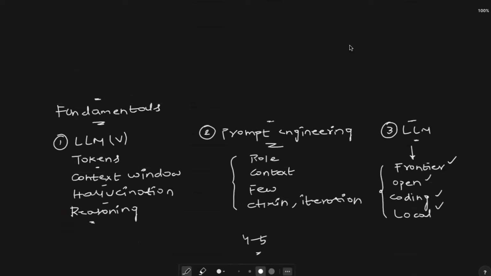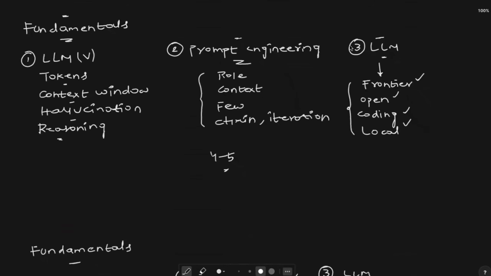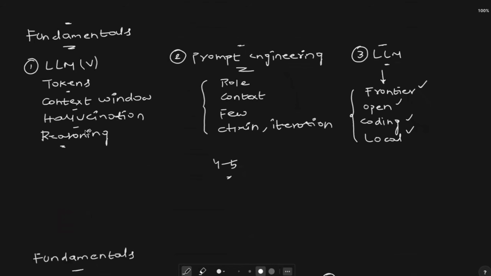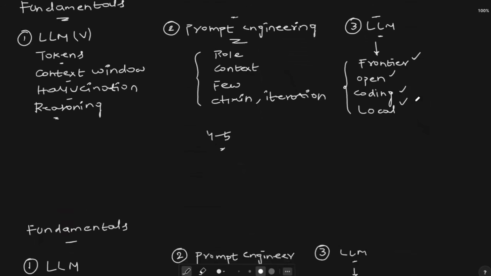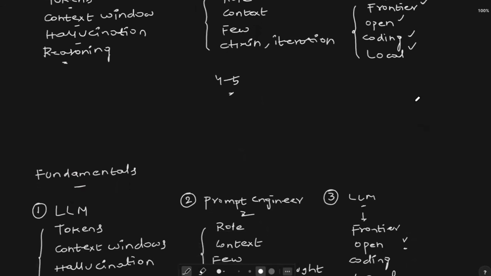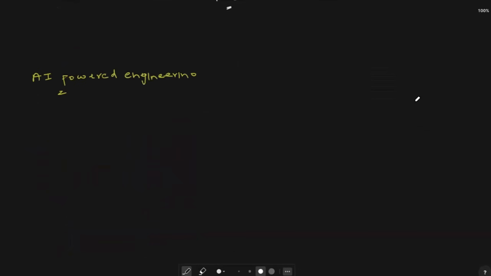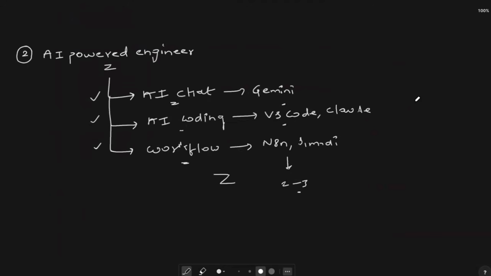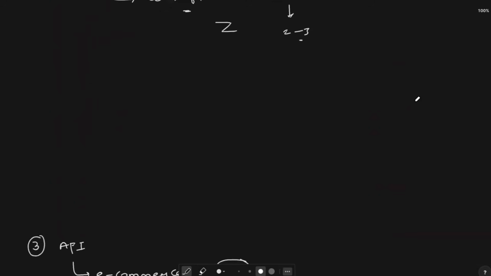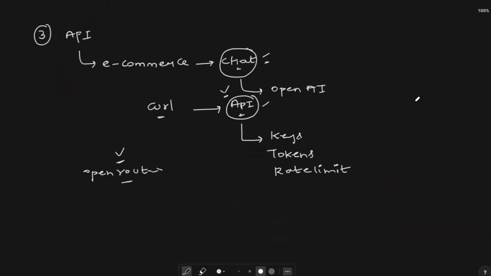So starting with the first phase, start with the fundamentals of AI, where you understand large language models. What are the basic concepts like tokens, context window, hallucination, reasoning. Then go to prompt engineering, understand different prompt engineering techniques, the landscape of large language models, what are frontier models, coding models, open models, local models. Then go ahead, understand AI powered engineering, right? Understand how to use AI with AI chat assistants, AI coding agents, and workflow automation tools like n8n.